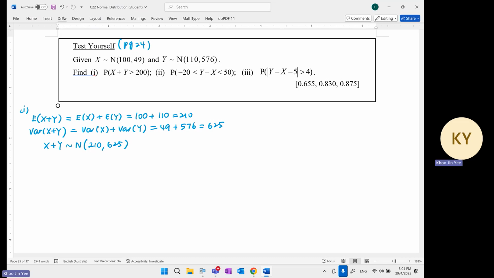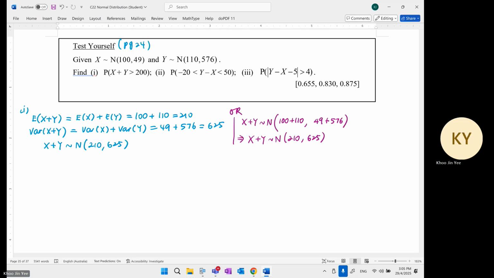So this is the first kind of presentation. The second kind of presentation is if you are lazy and if you want to do things fast, you can straight away say x plus y follows a normal distribution. Now, what happens to the mean? 100 plus 110, and then 49 plus 576. Because there's no equal sign, usually I will just copy this whole thing. We cannot put an equal sign. Remember, I have to rewrite the whole thing like that, then simplify to 210, 625.